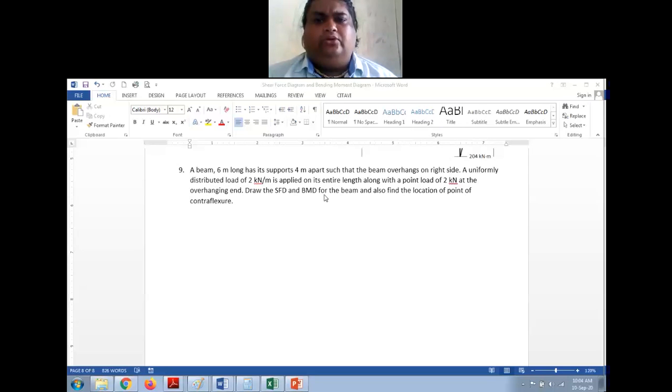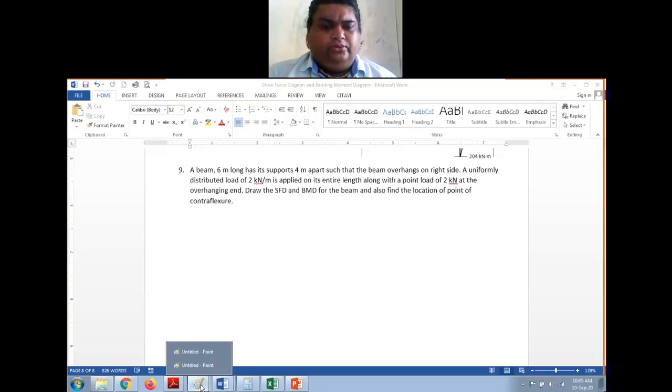Now the problem we're going to solve today is this. A beam 6 meter long has its supports 4 meter apart such that the beam overhangs on the right side. A uniformly distributed load of 2 kilonewton per meter is applied on its entire length along with a point load of 2 kilonewton at the overhanging end. Draw the SFD and BMD for the beam and also find the location of point of contraflexure.